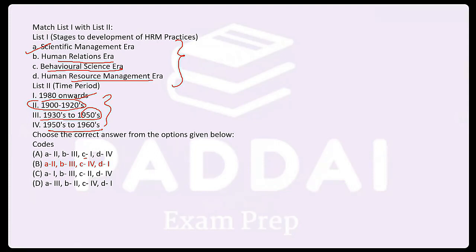Even if you don't know the years, if you are aware of the right sequence, that which era happened first. So sorry, it was the first scientific era, right? Scientific came first, then human relation came, behavioral came, and then human resource management.